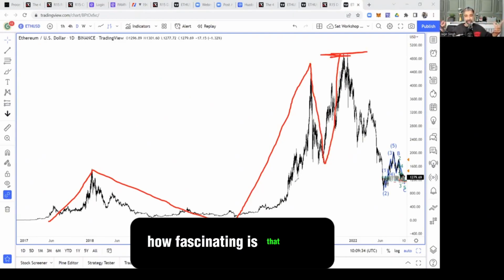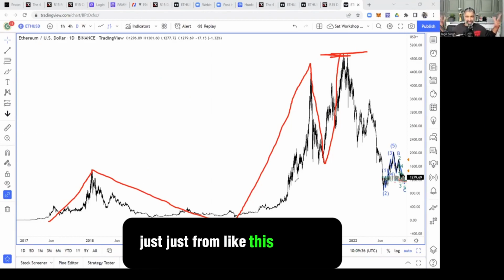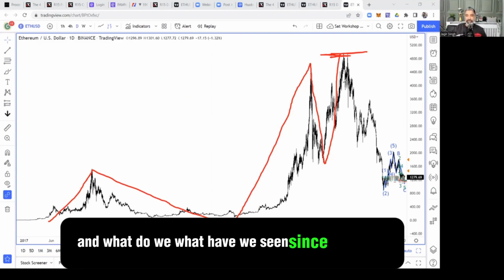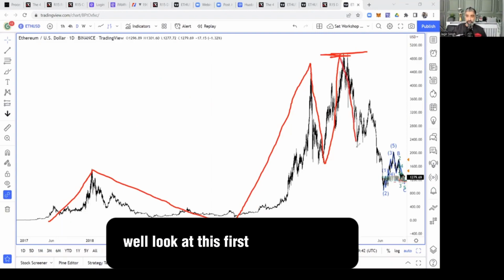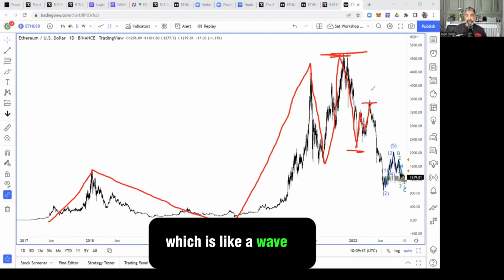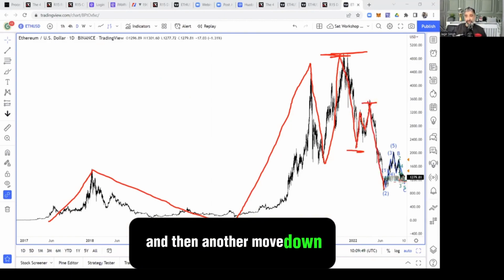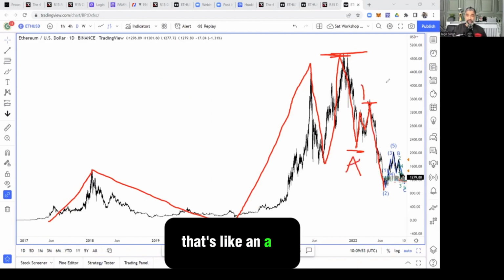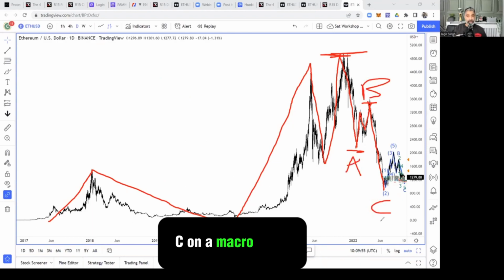How fascinating is that? It's like these patterns just unfold again and again and again. And what have we seen since November? Well, look at this. First big move down, then a correction, second move up, which is like a wave B, and then another move down. That is just textbook. That's like an A, B, C on a macro scale.